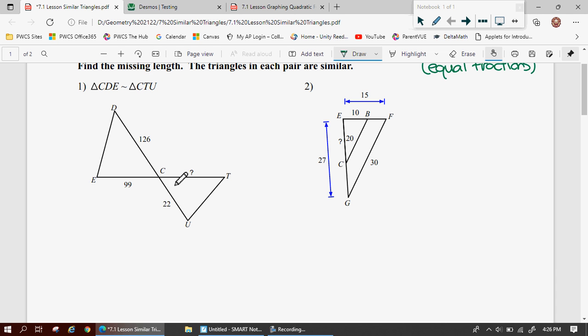So I have some sides here labeled and we're trying to find a missing side. And so that missing side is CT. And so I'm going to figure out which side goes with it. So CT is my first two letters in this triangle. So it goes with CD, my first two letters in that triangle, CD. So I'm going to write this fraction. And I usually like to put the thing I'm looking for on top. So question mark over 126.